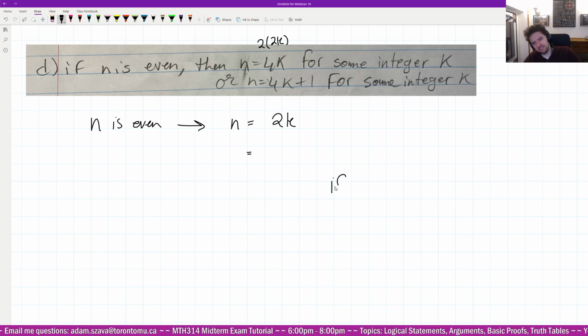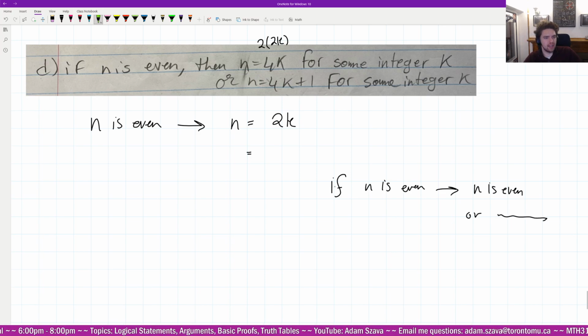Basically, this is saying if n is even, this implies n is even, or whatever. Definitely true though, right? Because n equals 4k. Actually, sure, it implies n is a multiple of 4, but that's also an even number. 6 can't be expressed in either way. You're right, 6 can't be expressed like this. That's true. That's a good point.